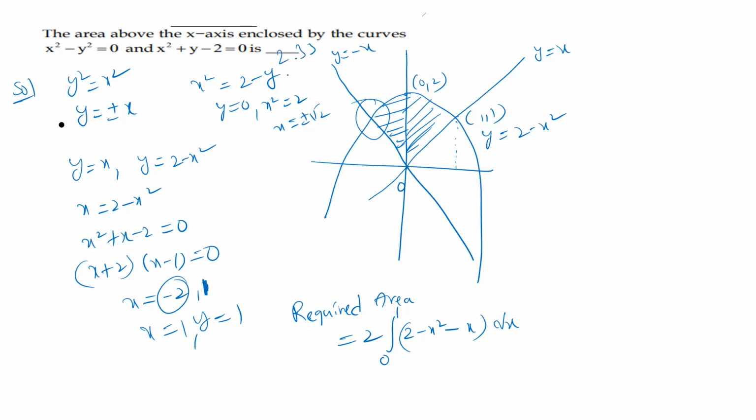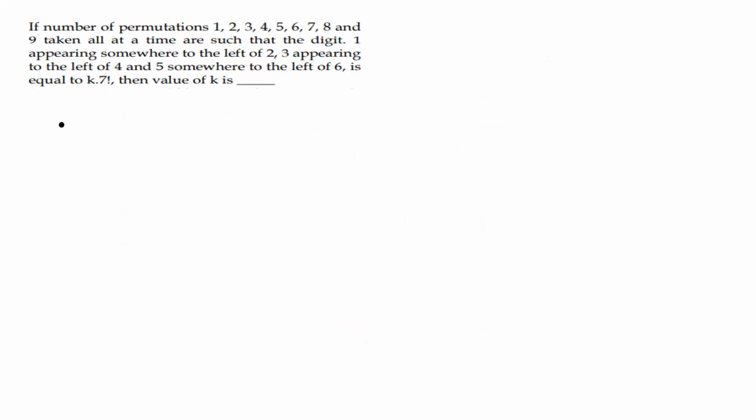Integrate and substitute. Next, the number of permutations of 1 to 9 taken all at a time such that digit 1 appears somewhere to the left of 2, 3 appears to the left of 4, 5 somewhere to the left of 6, is equal to k into 7 factorial.